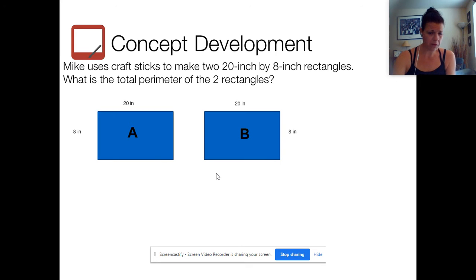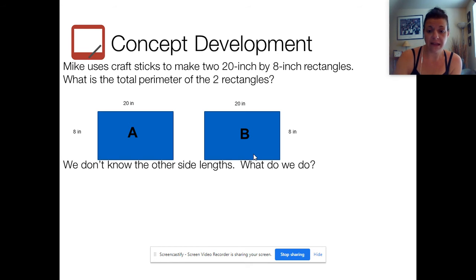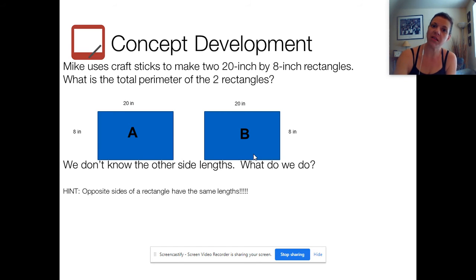So, excuse me, here are our 2 rectangles, okay, A and B. We have the one side here, it's 20 inches, and another side that's 8 inches, and the same thing over here. Rectangle B is 20 inches by 8 inches, all right? So we don't know the other side lengths. What do we do? Oh, there's a hint from Miss Emmerich. Opposite sides of a rectangle have the same lengths. Wow. Well, that's going to help us quite a bit. How could that help us? Think for a moment to yourself. How does knowing that opposite sides of a rectangle have the same length help you here?